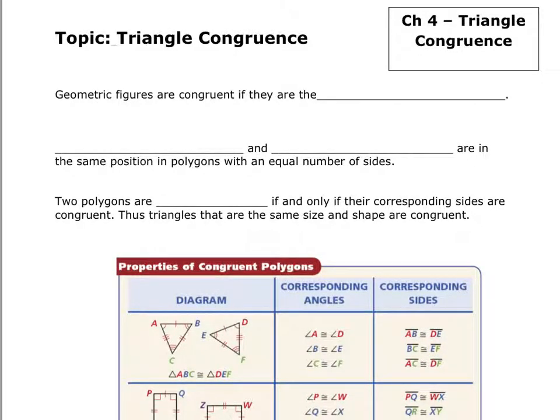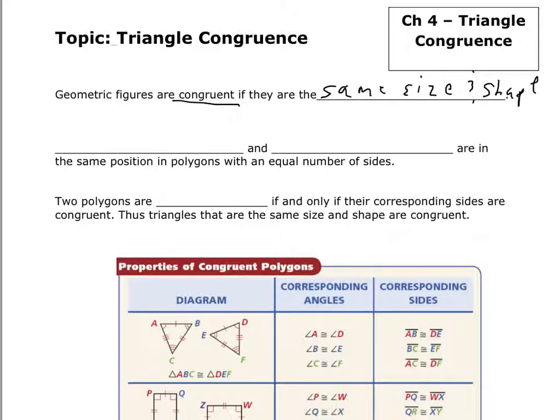Hey guys, today we're going to talk a little bit about triangle congruence and learn a few different properties of congruent polygons. The first thing I have for you is a few terms you need to know from this section. Geometric figures are congruent if they are the same size and shape. Make sure you have that down.